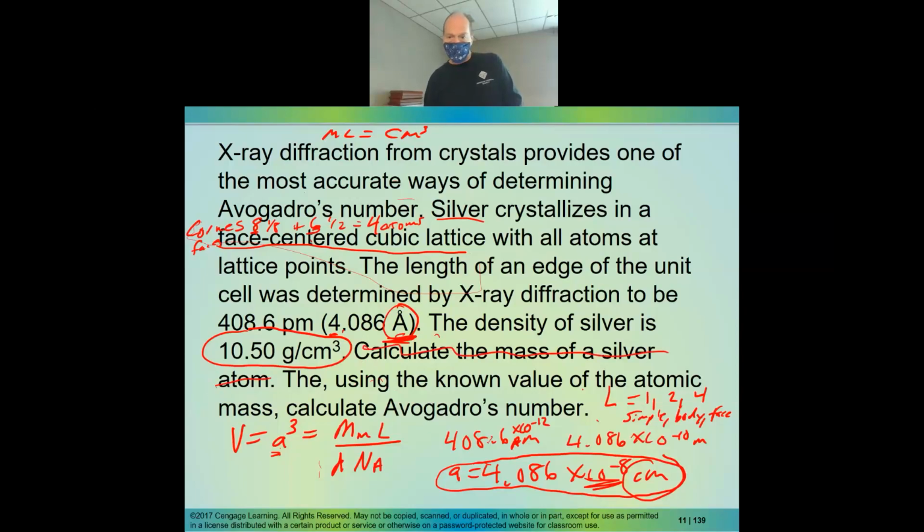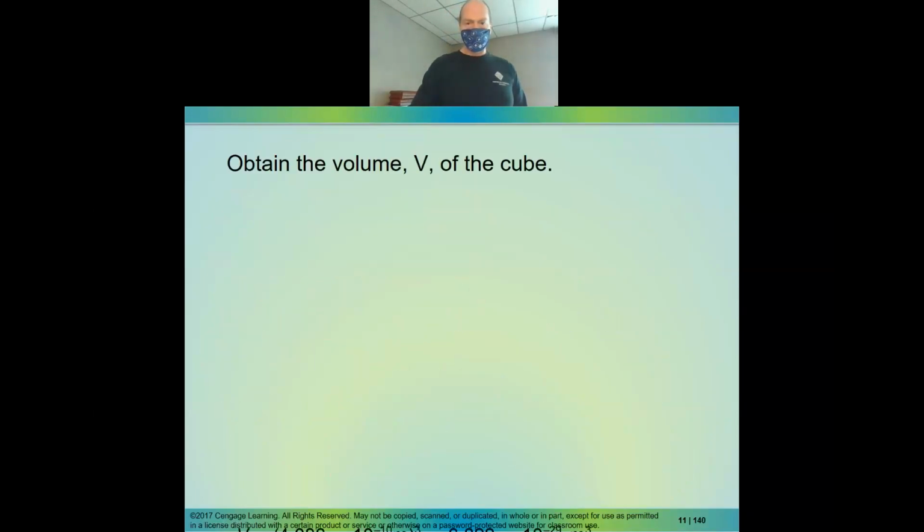We are going to use the atomic mass of silver from the periodic table, 107.87 grams per mole, for the molar mass. And we're going to solve for Avogadro's number. So we have to solve for Na, that is your Avogadro's number.